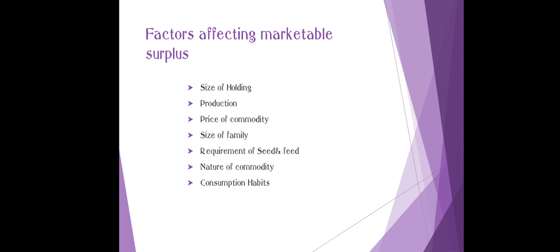Next is the consumption habits. The quantity of the output retained by the farm family depends on the consumption habits. For example, in Punjab, rice forms a relatively small proportion of the total cereals consumed by the farm families compared to those in the southern and eastern states. Therefore, out of a given output of paddy or rice, Punjab farmers sell a greater proportion than that sold by the rice-eating farmers of other states.